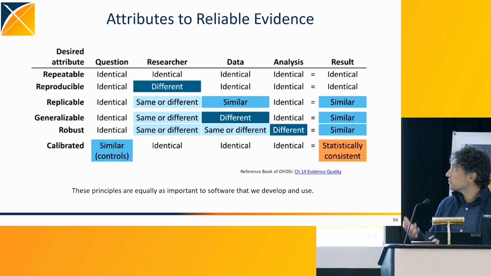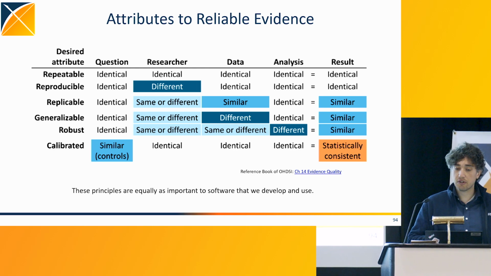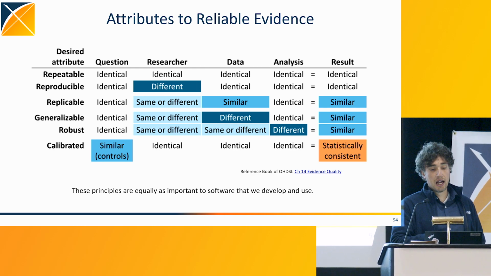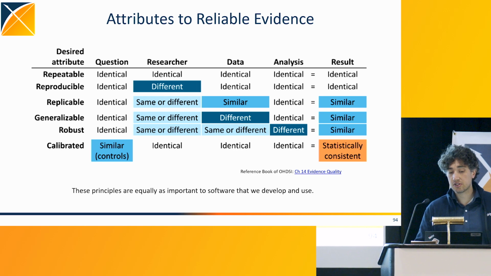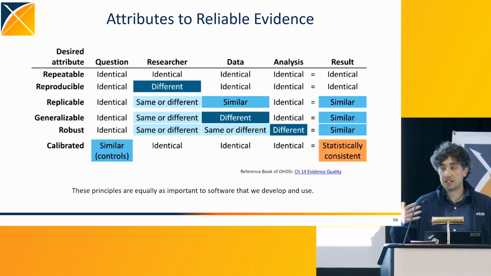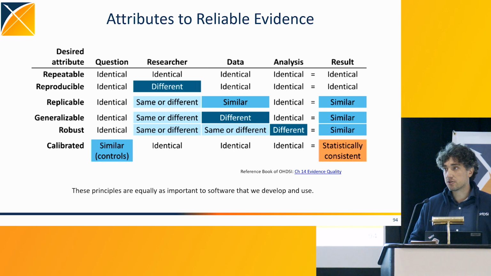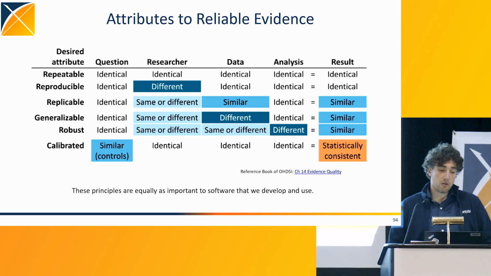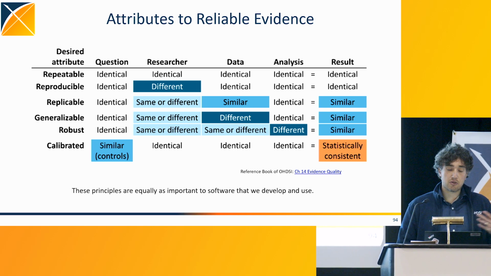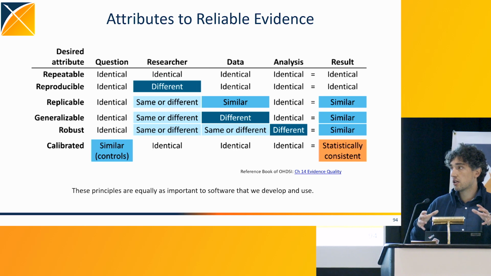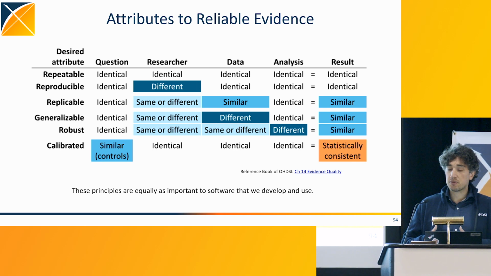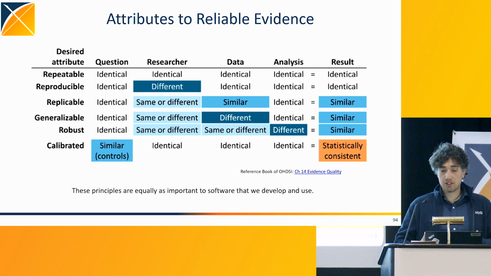So we do this because we want to create reliable evidence. In the Book of OHDSI, we have this attribute matrix of what makes reliable evidence. Some of these features, like being able to repeat the experiment and get the identical result, we want to have that, because then we can say there's no random process taking place that's corrupting our data, for instance. We have reproducibility, replicability, generalizability. All these features improve the reliability of our evidence because we've run the same experiment across multiple data sources that could be representing different settings, different populations.